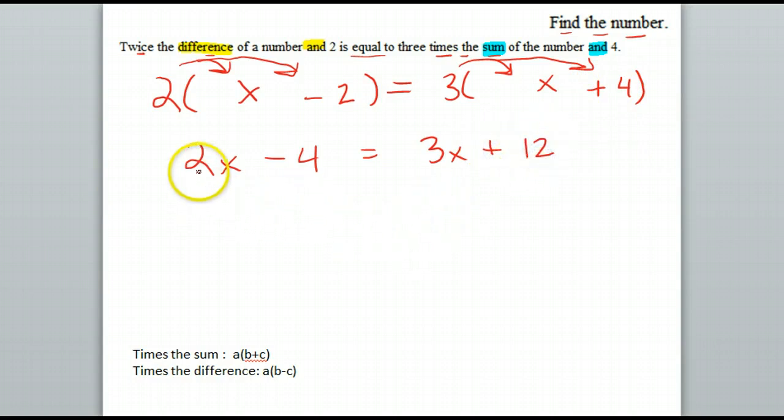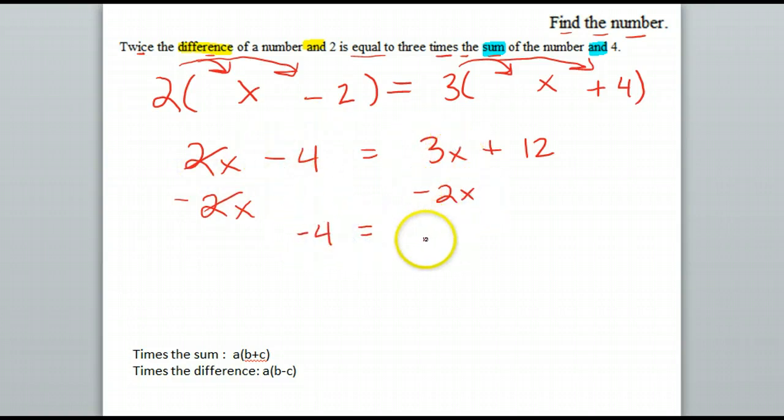Alright, and then solve. Okay, I got x's, constant, constant. So I need to move this x over to this side to get a 1x. Alright, remember our goal is 1x equals, so whatever gets us there quickest. So the 2x's are gone over here. The only thing left on the left is a negative 4.